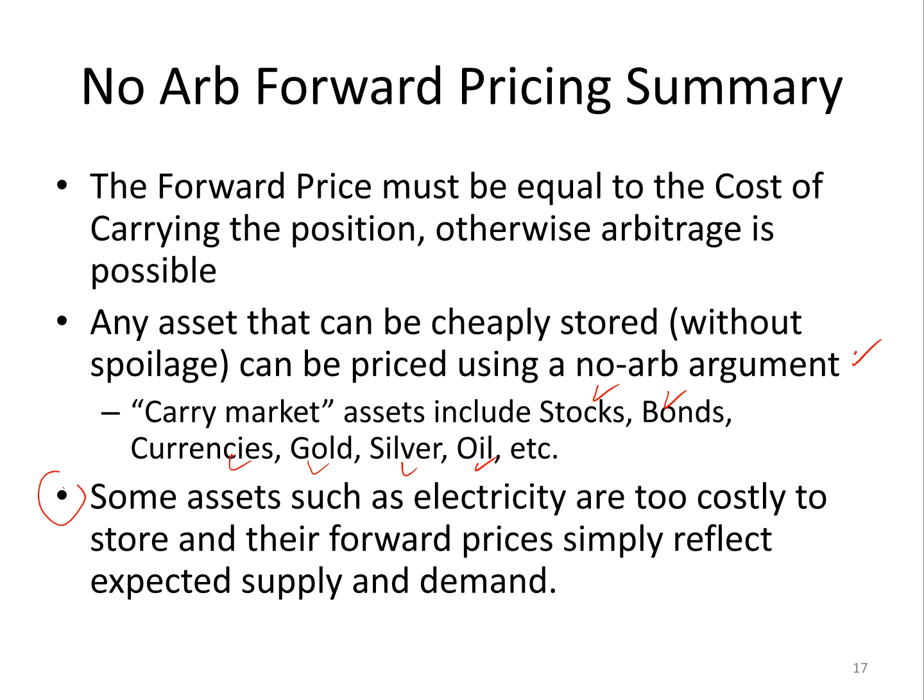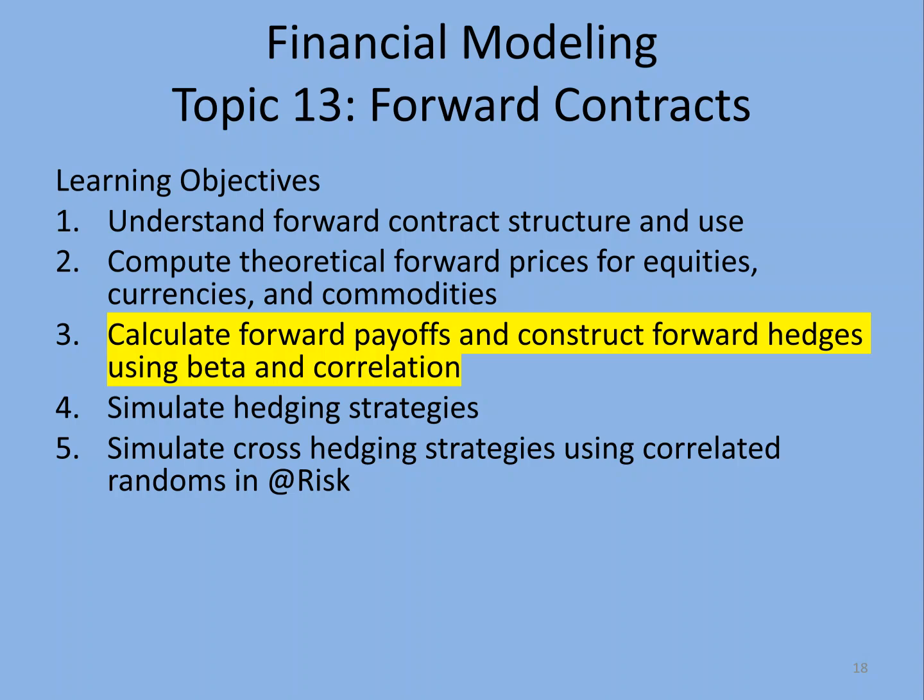It would be, in other words, just too difficult to execute a cash and carry arbitrage because of the storage problems. And those assets, their forward prices simply reflect guesses of supply and demand in the future. So in this topic, we just calculated theoretical forward prices for equities, currencies, and commodities, and it all comes down to the cost of carry. The next topic, we'll calculate forward payoffs and construct forward hedges using beta and correlation.